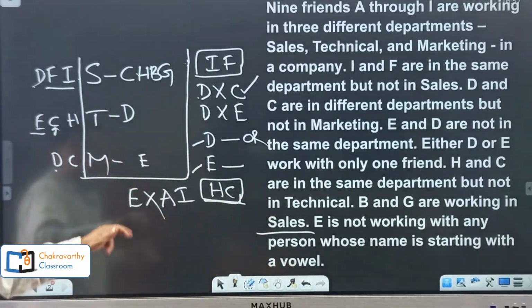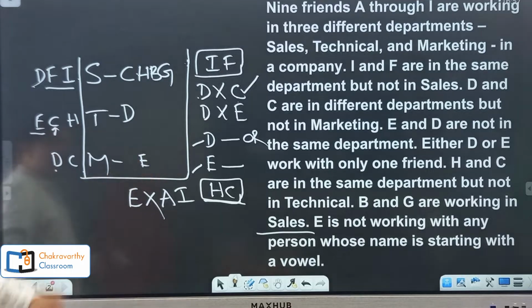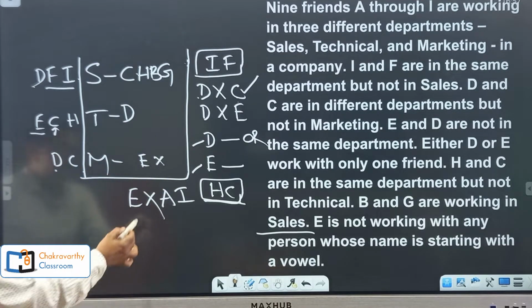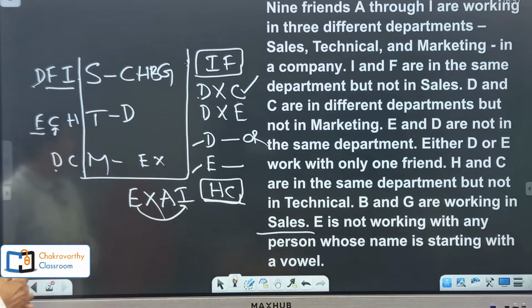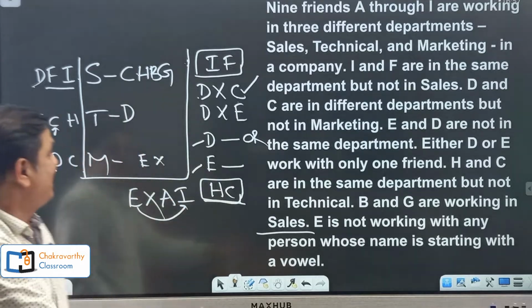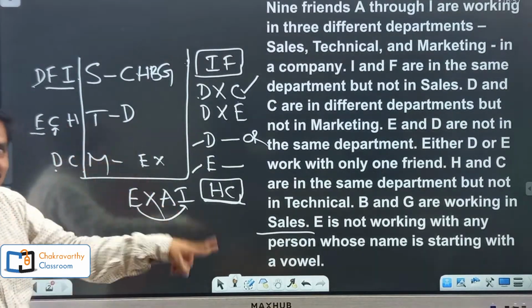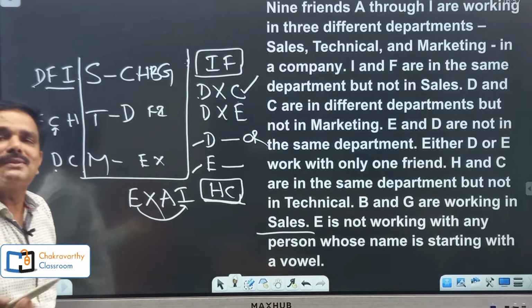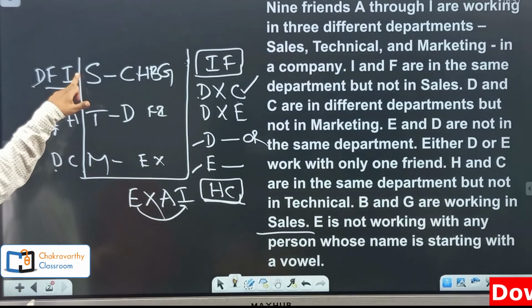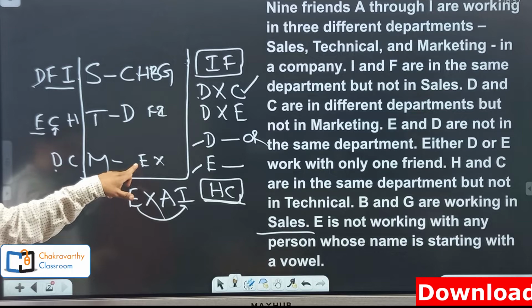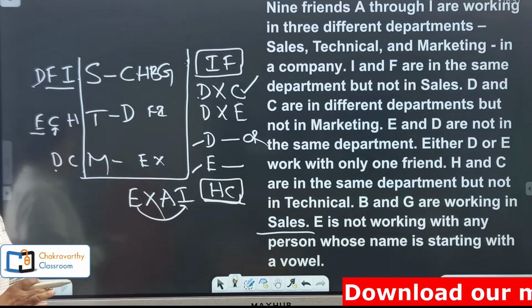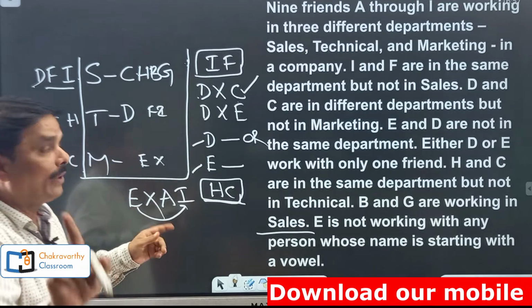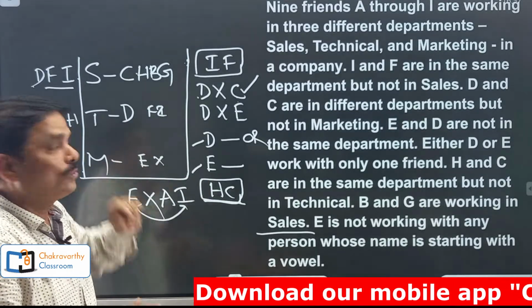Now clearly students, when E is here, I cannot keep F and I here. Why is that so? Because E cannot work with I. When I is not here, then F cannot be there. If I keep E here, definitely I have to keep F and I here only. As simple as this one. Because for F and I, there is no place. When I am placing E here, I cannot place F and I here. Only one place left out for F and I is this one.